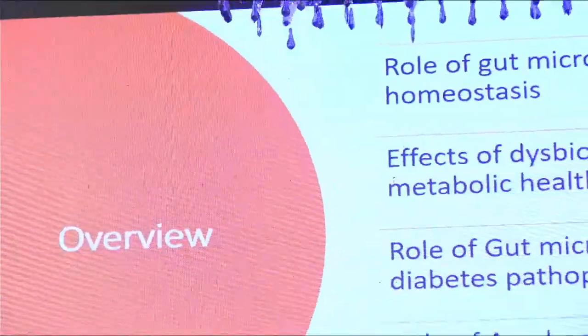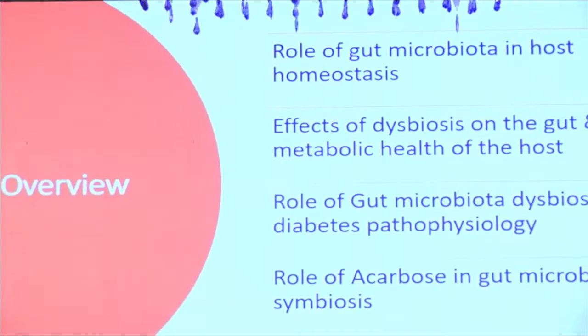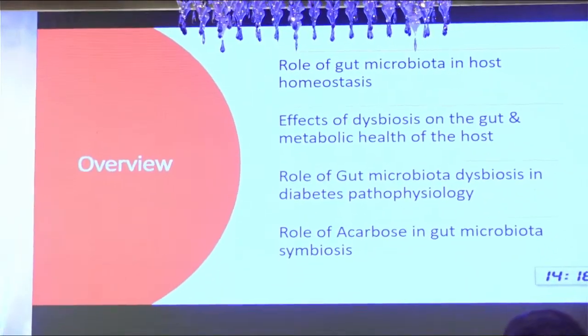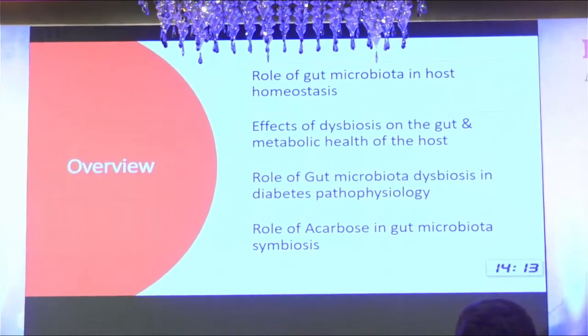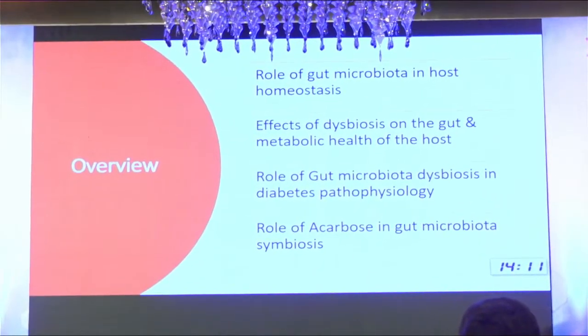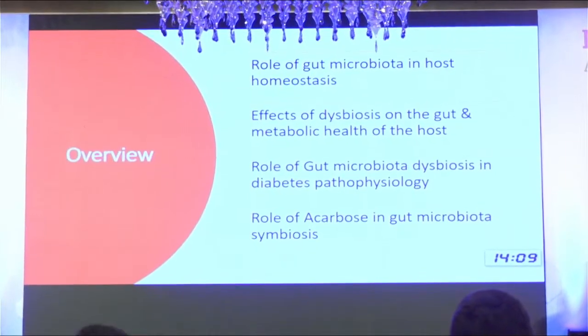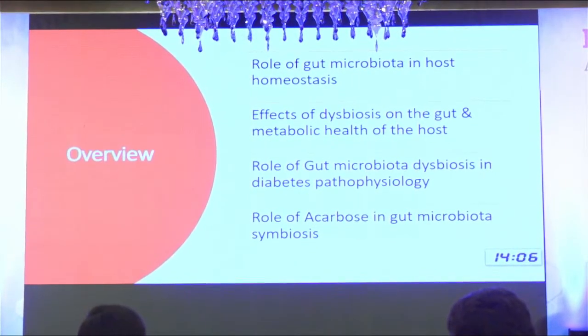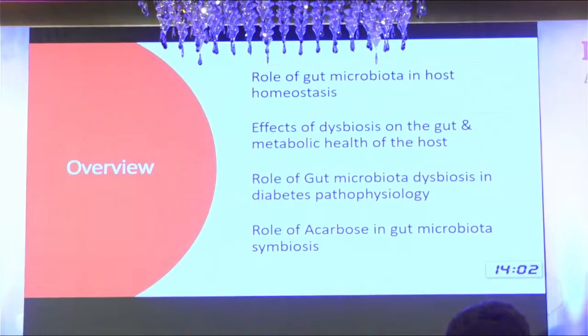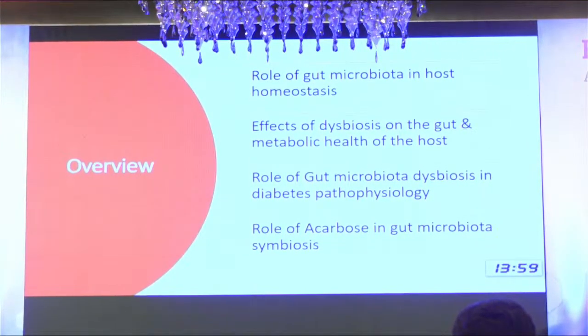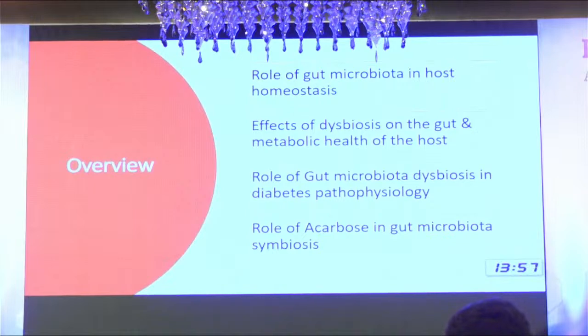So overview, I'll be taking you through gut microbiota host homeostasis and the effects of dysbiosis. Dysbiosis is nothing but an imbalance between the good and bad bacteria. Not only bacteria, we also have viruses and other agents. Then the role of gut microbiota and dysbiosis in diabetes pathophysiology, how gut microbiota influence the onset of diabetes, and how acarbose, the alpha glucosidase inhibitor which we commonly use in our day-to-day practice, is going to impact the treatment of patients with type 2 diabetes mellitus.